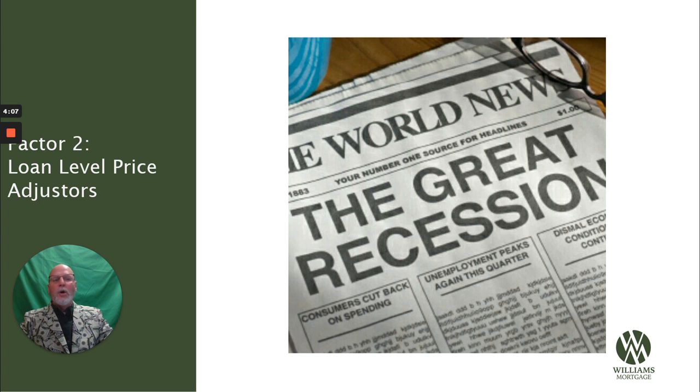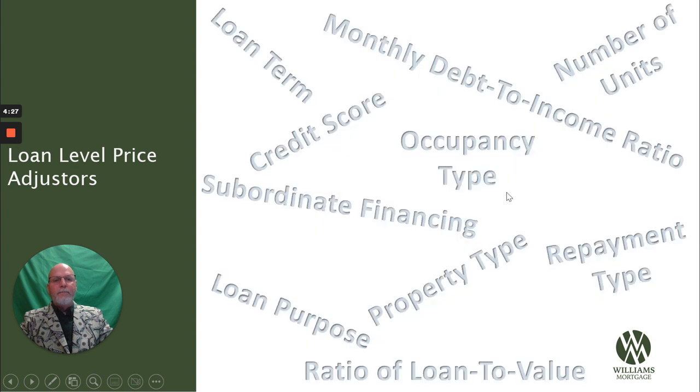Rather than assess an across-the-board increase in fees on all conventional mortgages, Fannie and Freddie elected to keep fees lower on less risky loans while assessing higher fees on higher risk loans. These fees are directly assessed by Fannie and Freddie when the lenders sell those loans into the secondary market.